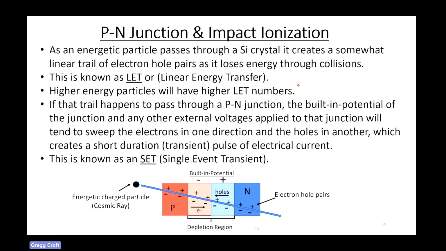I know Corky and Nick have talked about this, again, at great length, probably in much more detail than I can provide here. Higher energy particles are going to have higher LET numbers. Now, if that trail just happens to pass through a PN junction, the built-in potential of that junction and any other external voltages applied to that junction, well, they're going to tend to sweep the electrons in one direction and the holes in another direction. And that creates a very short transient pulse of electrical current. And that's known as an SET, or single event transient.